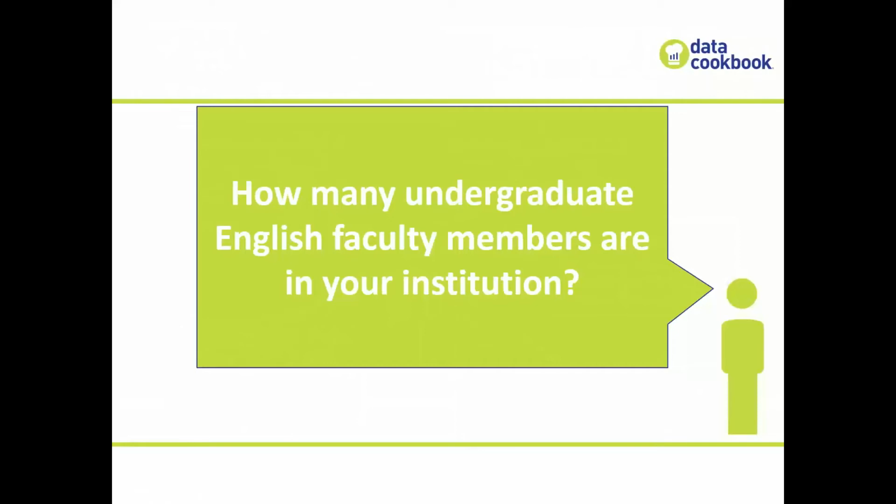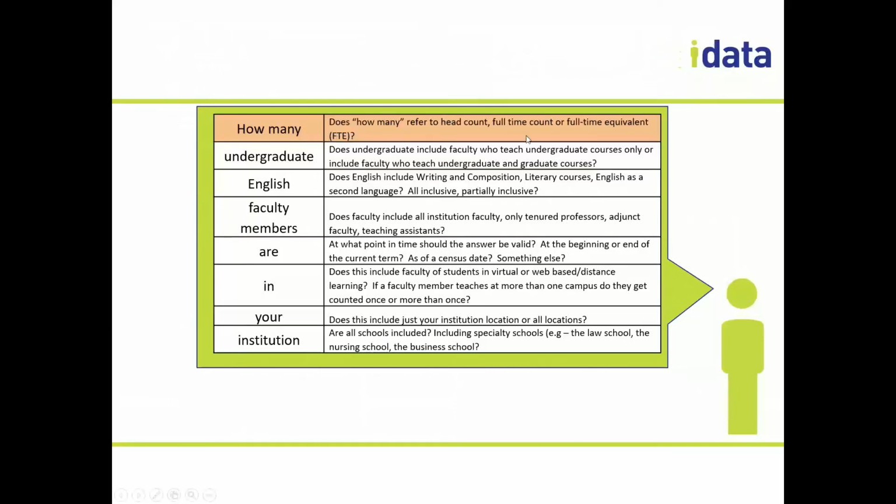So this example: how many undergraduate English faculty members are in your institution? For a layperson outside of the higher ed world, they might think, oh, that's an easy question. But you can break down so many parts of this into points of failure or points of disagreement on how to produce this data. So the first is how many. Does that refer to a head count or a full-time count or full-time equivalent in terms of faculty?